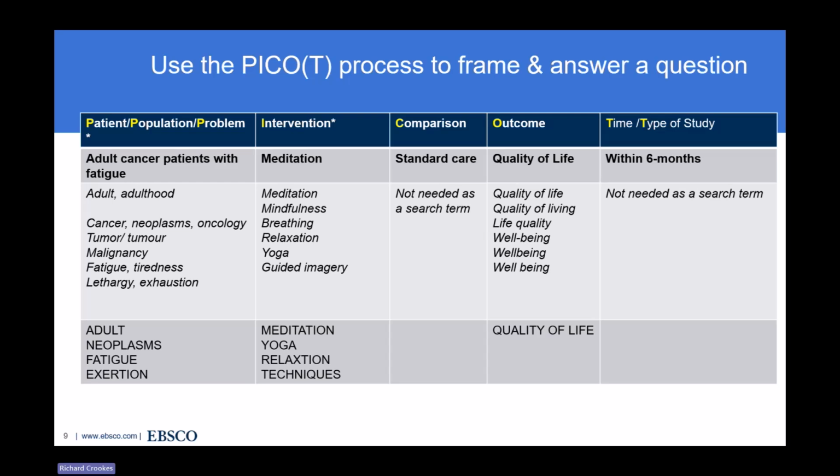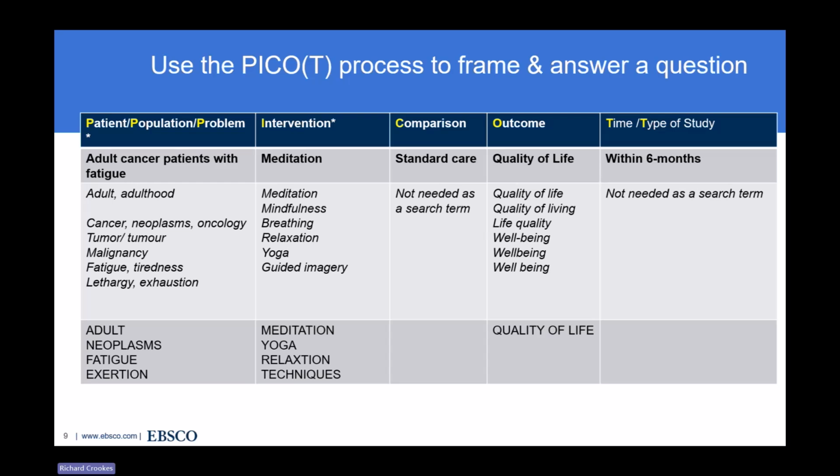So then we've got meditation as the intervention. We've got standard care. Quality of life is the outcome, and also within 6 months. Now, we're not going to search for all these elements. I have highlighted 3 there essentially. The first being the patient or population group, so adults with cancer. That could be neoplasms or oncology in the literature. It can be referred to as tumor or tumors, malignancy, and then with fatigue, it could be tiredness, lethargy, exhaustion, for example.